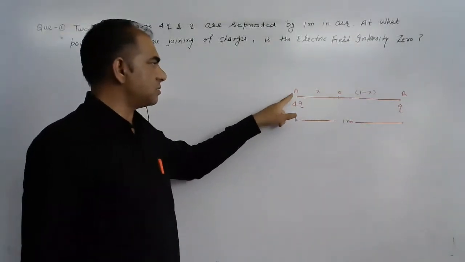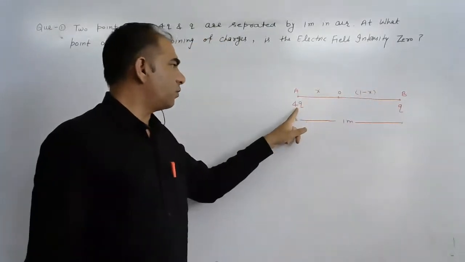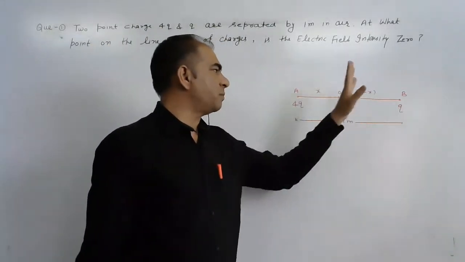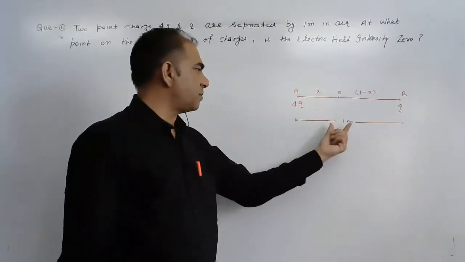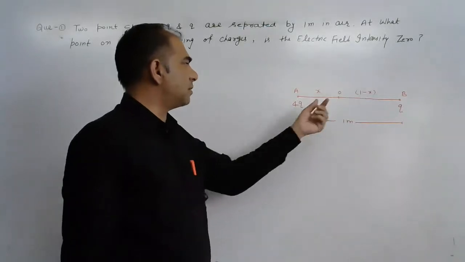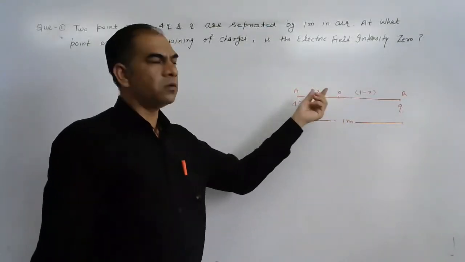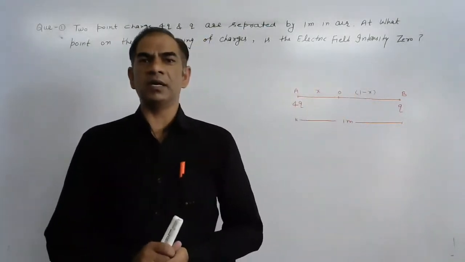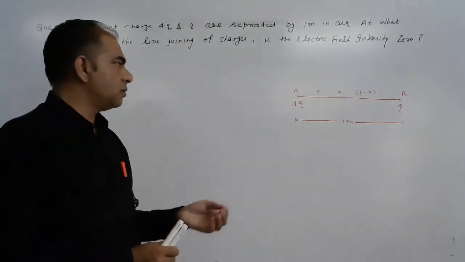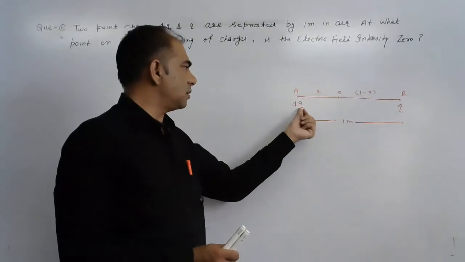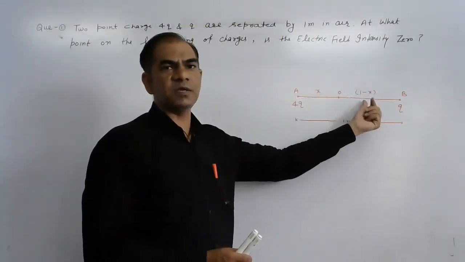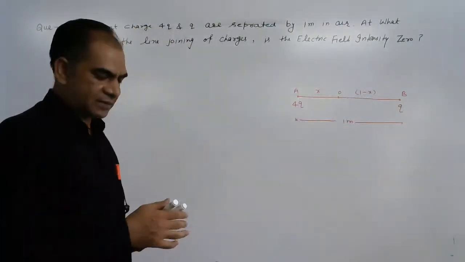Let us consider this is AB, with 4Q charge placed at point A and Q charge placed at point B. These charges are separated by a distance of 1 meter, and we consider a point O on the line joining A and B, where the electric field intensity is 0. We consider the distance AO is x, then the remaining distance OB is 1 minus x.